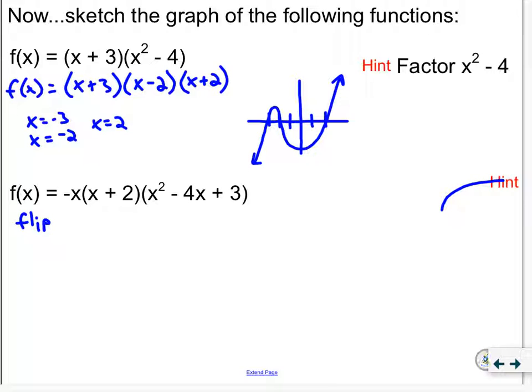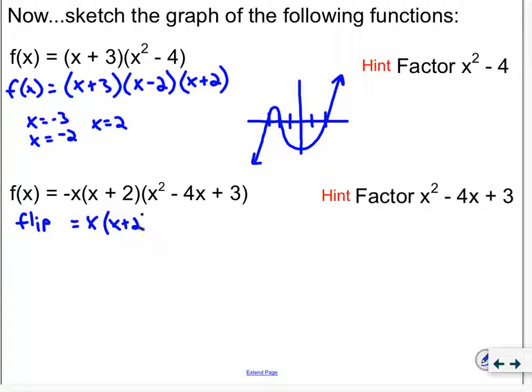I can't drag in blue. Got to put the pen down. What's my hint? I got to do some factoring. So let's factor that x squared minus 4x plus 3. So let's say I get negative x times x plus 2. My two factors then. I need numbers that are going to multiply to 3 and combine to negative 4. How about a negative 3 and a negative 1?